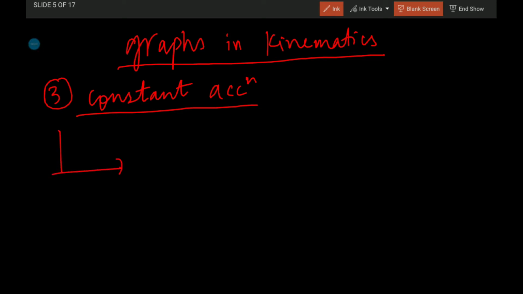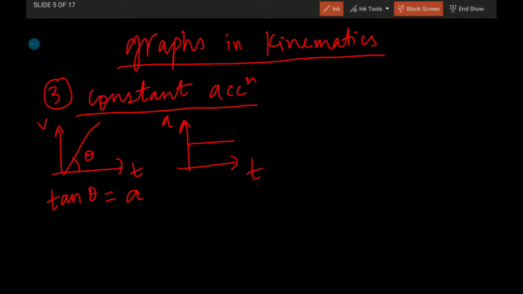The third case is when the body is in constant acceleration. So the vt graph becomes linear with time. The slope of the graph, or tan theta, is equal to the acceleration. The at graph is constant with time because the acceleration never changes.